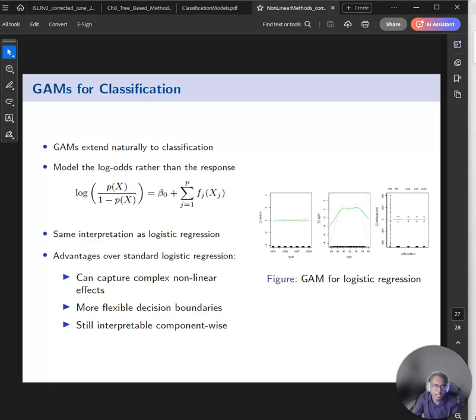An advantage of this is that you can also naturally extend it to classification problems. So in a classification context, rather than modeling the response directly, we model the log odds of the probability. This is similar to a logistic regression but with nonlinear components. And GAMs offer several advantages over logistic regressions. They can capture complex nonlinear effects that might be missed by linear terms. This allows for more flexible decision boundaries that separate classes in your data. And importantly, they maintain component-wise interpretability.